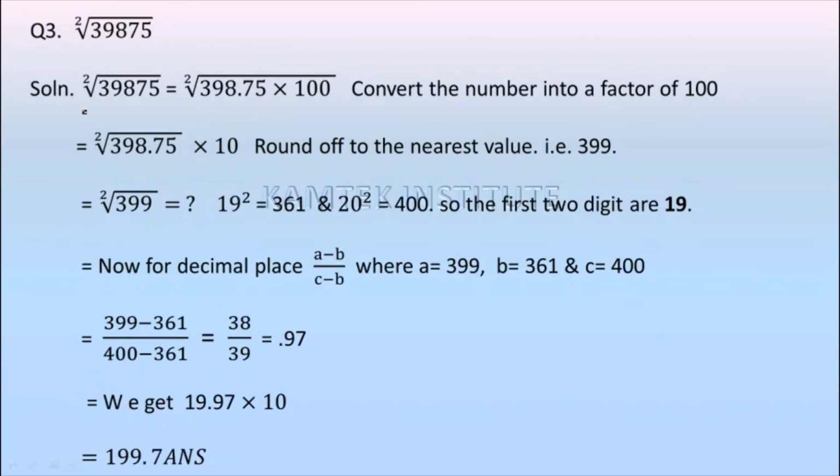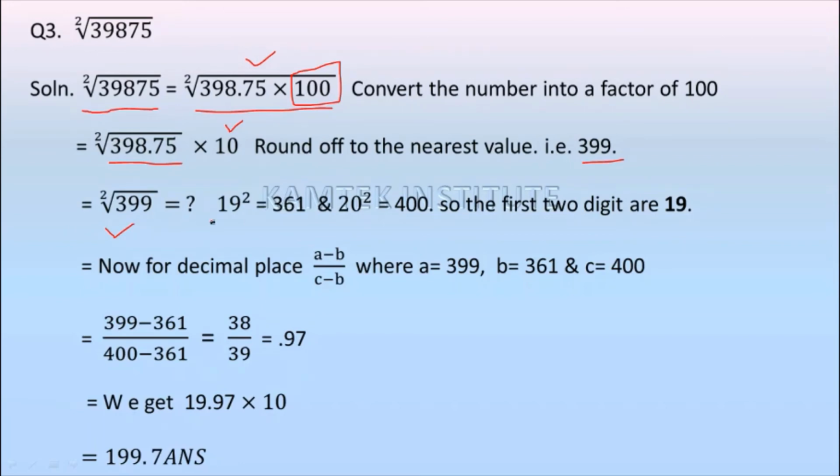So we come to question number 3. We have to find the square root of the number 39875 by approximation method. Same process. We're going to break this number into factor of 100. So we write down square root of 398.75 multiplied by 100. We know the value won't change, but our calculation becomes a little easy. We also know that square root of 100 is 10. So we write 10 outside, and we need the square root of the number 398.75. By approximation we can write 398.75 as 399, so we write down the square root of 399, and that is what we are looking for.